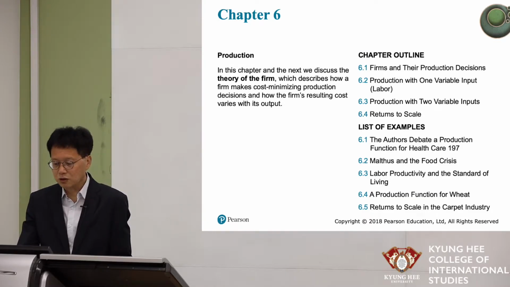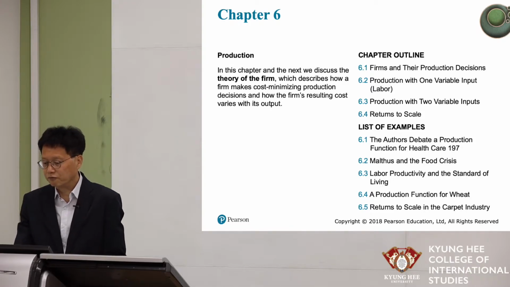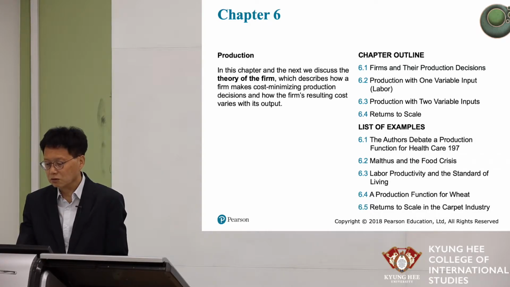Production. In this chapter and the next, we discuss the theory of the firm, which describes how a firm makes cost minimizing production decisions and how the firm's resulting cost varies with its output. There are 4 subsections. Section 1, firms and their production decisions. Section 2, production with 1 variable input. Section 3, production with 2 variable inputs. And section 4, returns to scale. Okay?